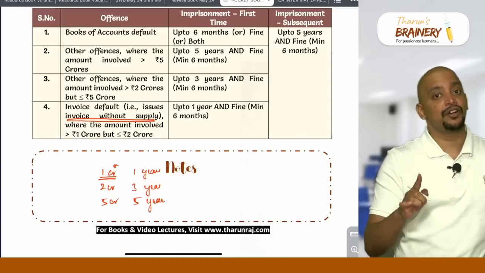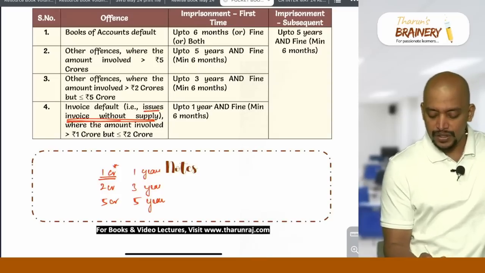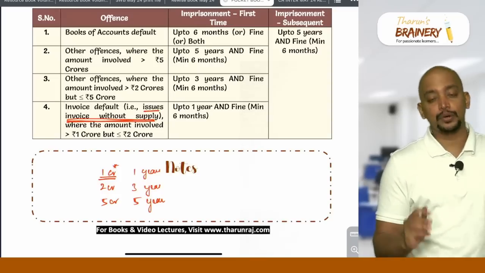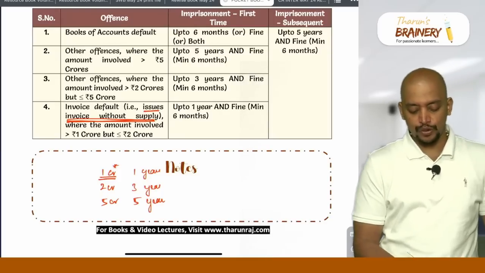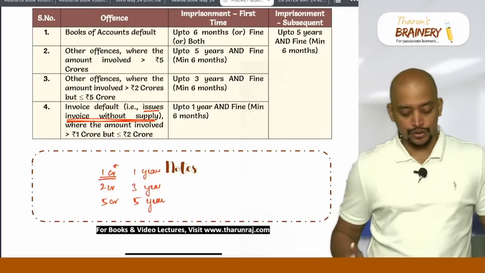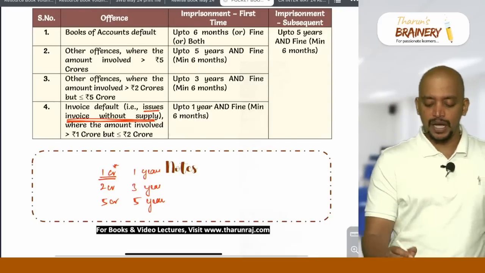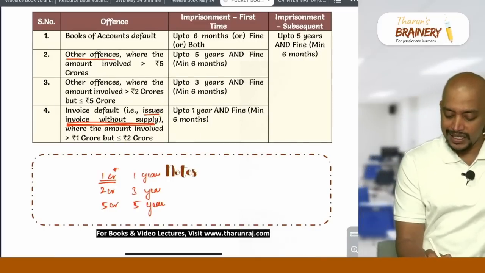Which case? Invoice default. Which invoice default? Issuing invoice without supply, that is greater than 1 crore. But all other offences will be applicable only for more than 2 crores, more than 5 crores. But in the other offences also, books of accounts default will be up to 6 months or fine or both. So here other offences, what are these other offences?